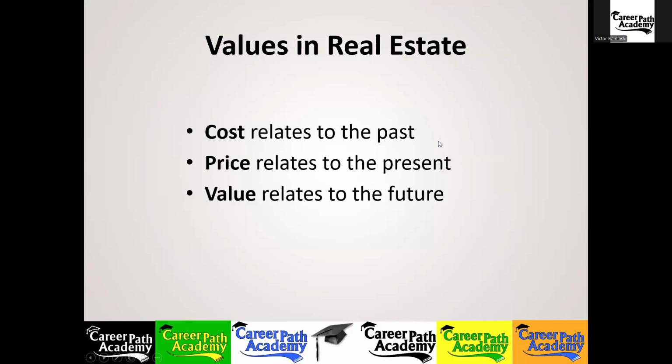Cost relates to the past, price relates to the present, and value relates to the future. And you can see that just by talking to people. Sometimes when I sell a property, they're like, yeah, but it cost me this much to do this improvement. Well, nobody cares how much it cost you in the past. They care about what it's worth today, right?